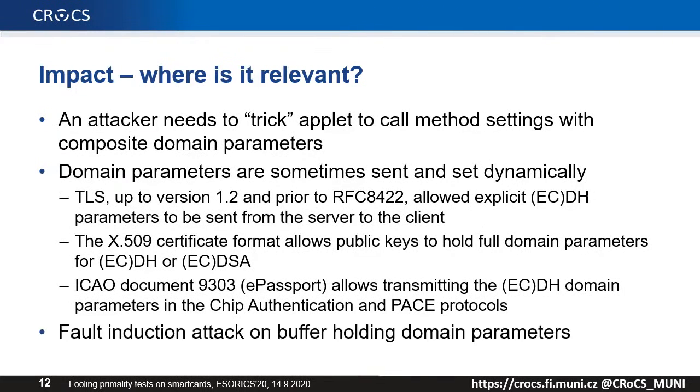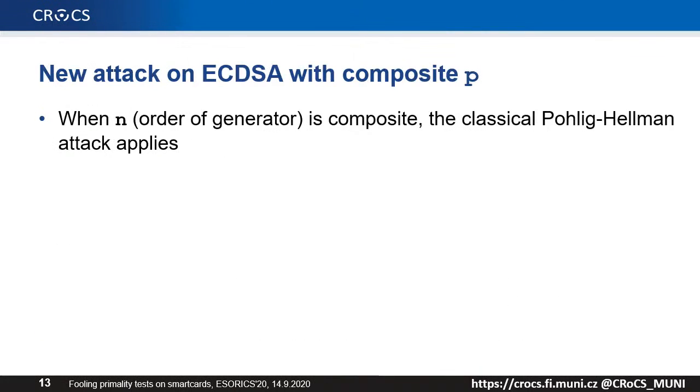And as I already mentioned, the fault induction attack on the buffer holding these domain parameters can cause the value to switch, become composite, and as a result, the attacker can then attack and extract the private key. As I already told you, for most situations where the domain parameter is composite instead of prime, the attacks are already known, and it's some variant of the classic Pohlig-Hellman attack.